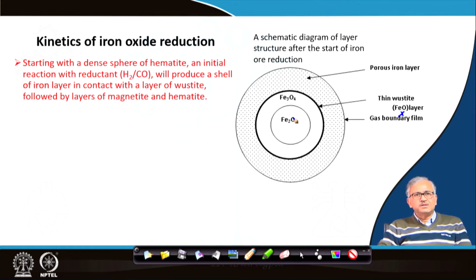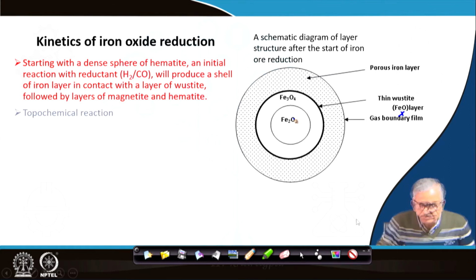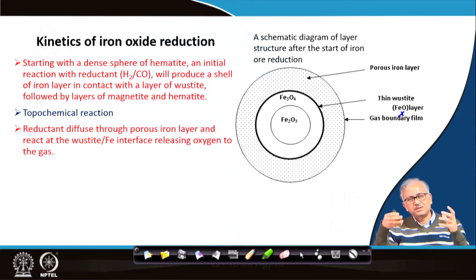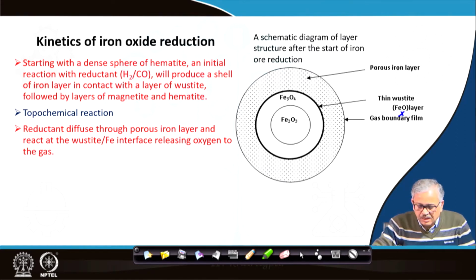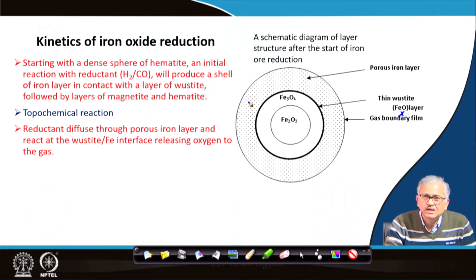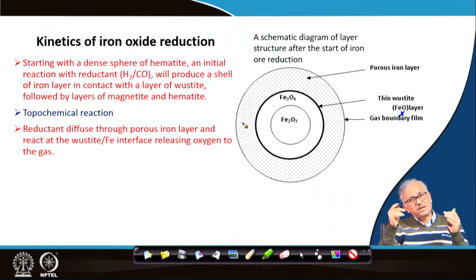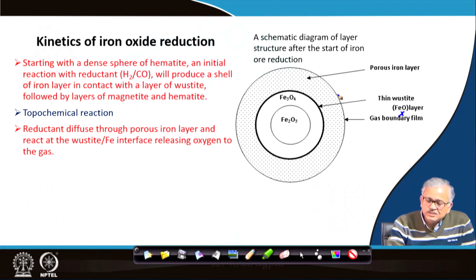Now how it is forming, that has to be seen. One thing is the topochemical reaction, and then the reductant diffuses through the product layer. Once it is formed, the reaction progresses this way: the reductant gas permeates through this porous layer. The product iron layer is also called the ash layer. It is quite porous and allows the gas to diffuse through it. So after the iron layer has formed, the gas diffuses through it, comes to the wüstite-iron interface and reduces the wüstite.